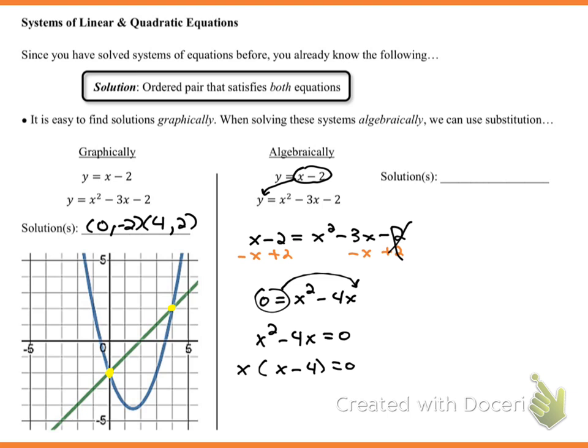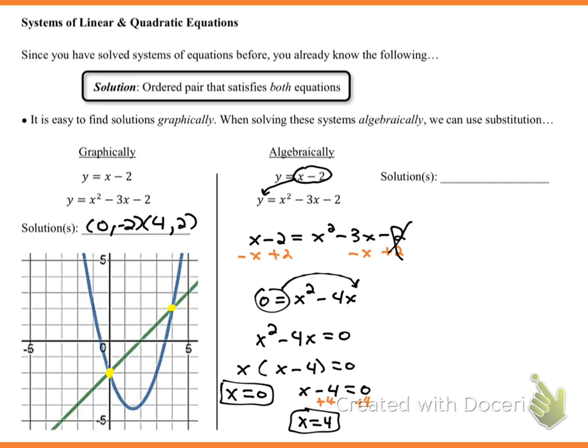So now we have two factors. We have x and we have x minus 4. We'll set them both equal to 0. Well, x equals 0 is one of our x's. We need to add 4, and x equals 4 is our other x value in our points of intersection.